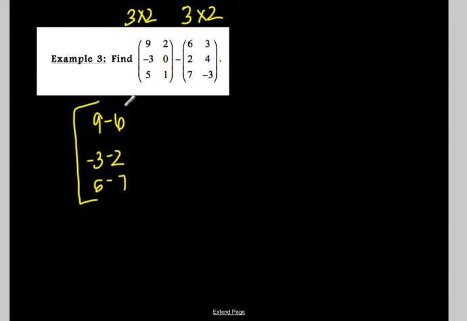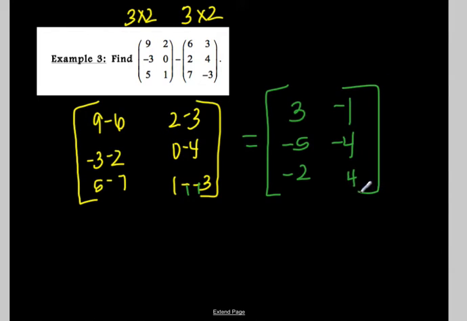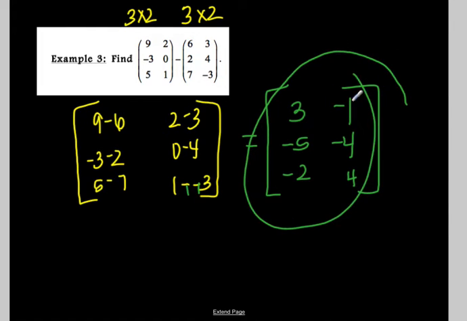Okay, there's my first column. We'll have to simplify. And then I'll have 2 minus 3, 0 minus 4, and 1 minus a negative 3. So this is how we do the subtraction, same way as addition, just got to be a little careful with our negative signs. And now we just simplify. 9 minus 6 is 3, negative 3 minus 2 is negative 5, 5 minus 7 is negative 2, 2 minus 3 is negative 1, 0 minus 4 is negative 4. This is really going to become addition, so I would have 4. So here would be my solution to my matrix for example 3.